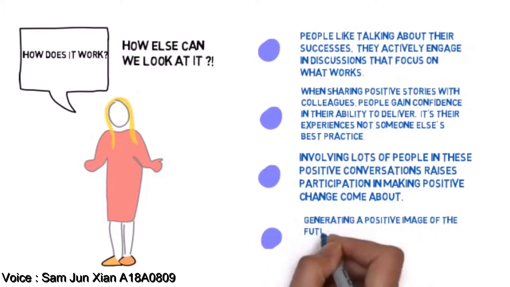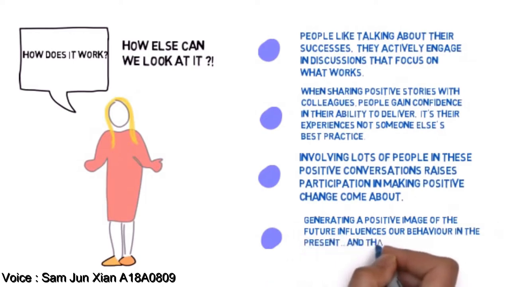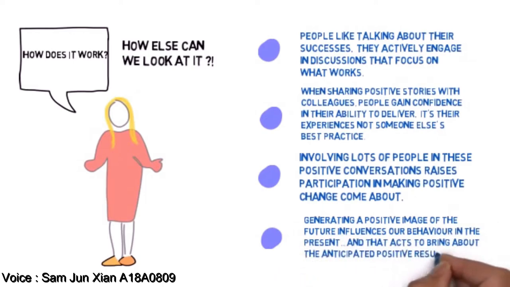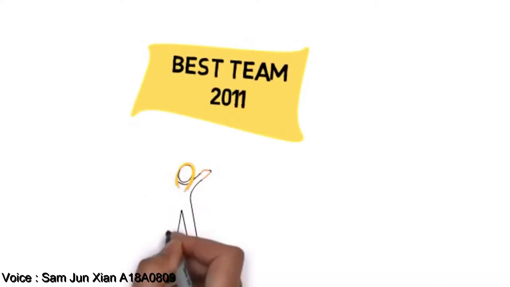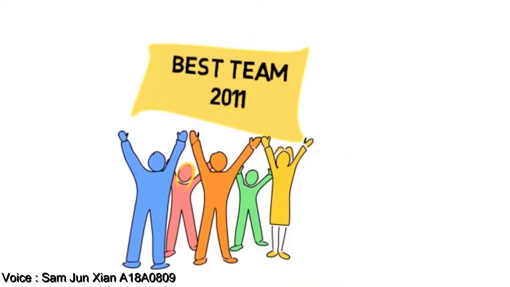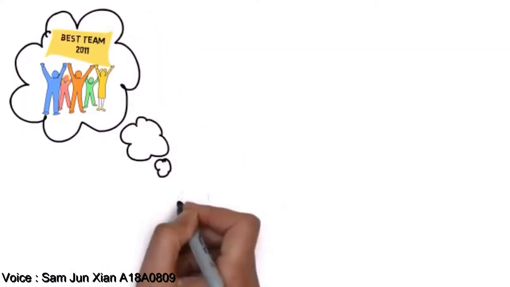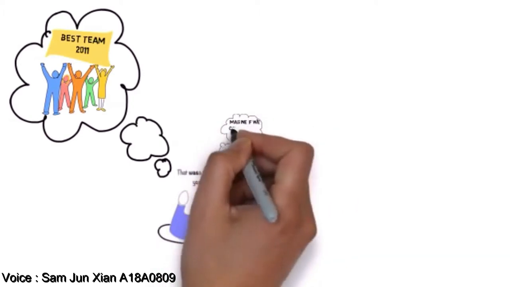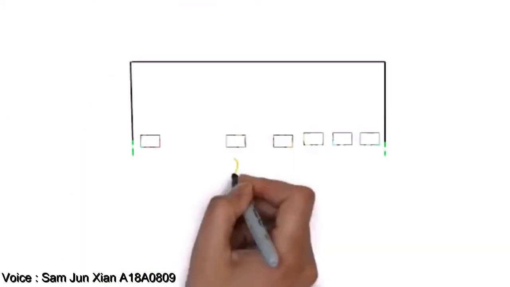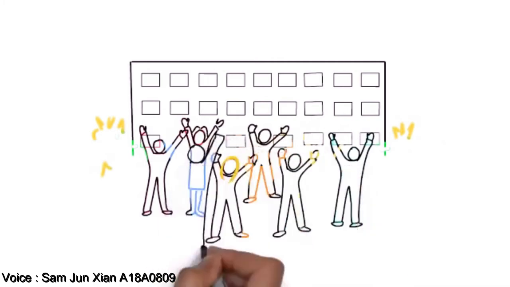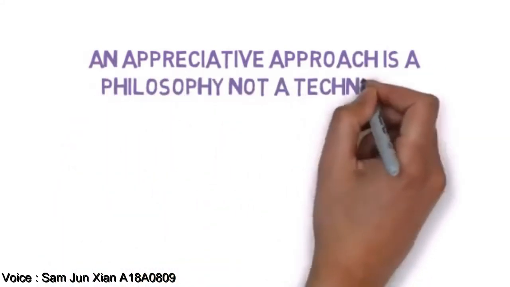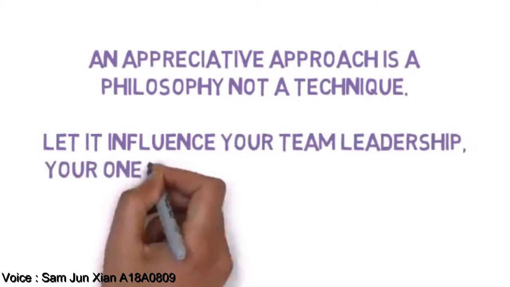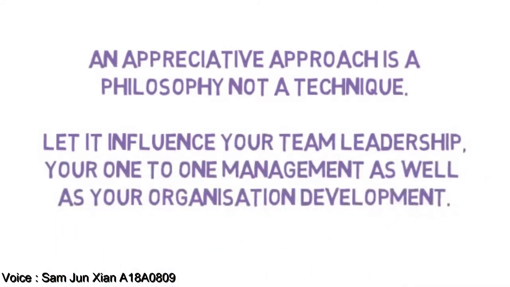Generating a positive image of the future influences our behavior in the present, and that helps to bring about the anticipated positive result. For example, if the company has one team that becomes the best team, they will affect other teams to work hard, so the company will become the best. In conclusion, an appreciative approach is a philosophy, not a technique. Let it influence your team leadership, your one-to-one management, as well as your organization development.